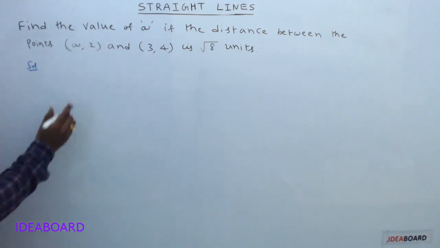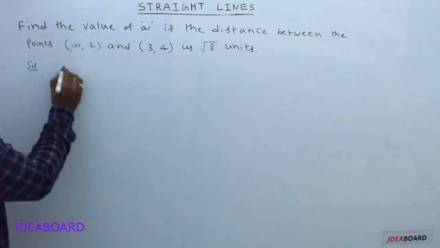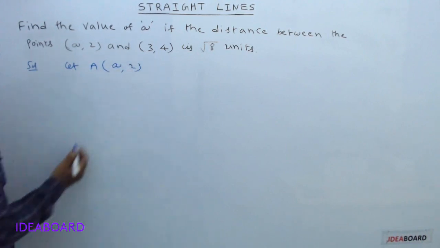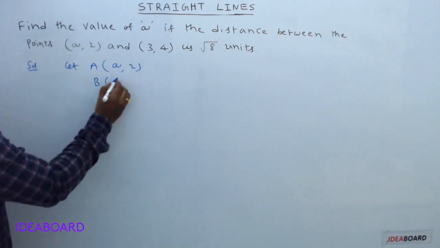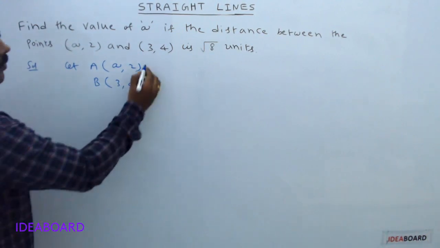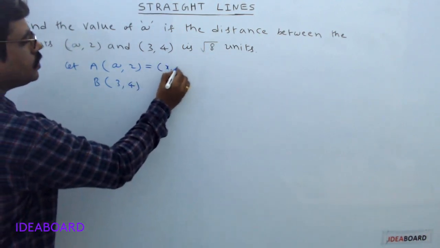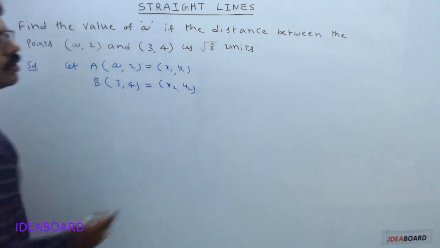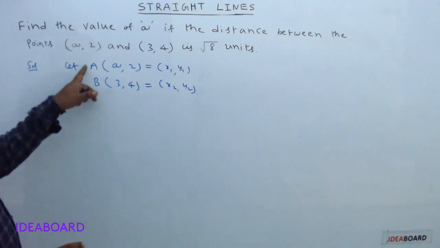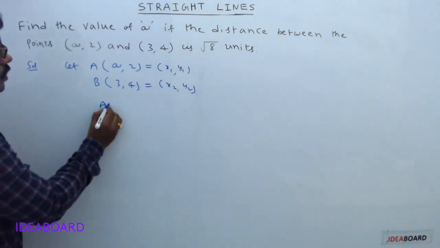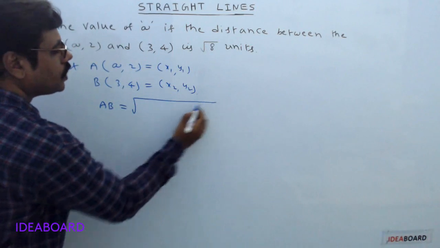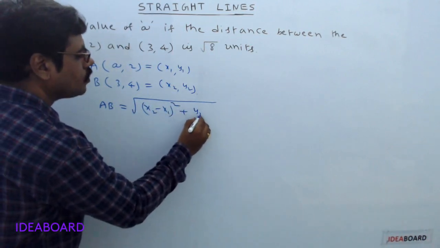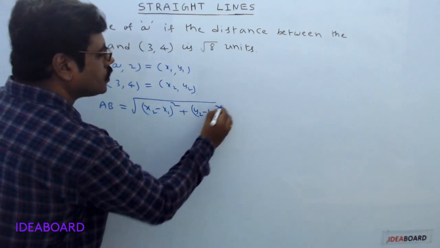So what are the given 2 points? (a, 2) and (3, 4). Take the given 2 points as A and B. Capital A is (a, 2). B is (3, 4). Denote these 2 points with (x1, y1) and (x2, y2). Now the distance between the points A and B is AB equals the square root of (x2 minus x1) whole square plus (y2 minus y1) whole square.